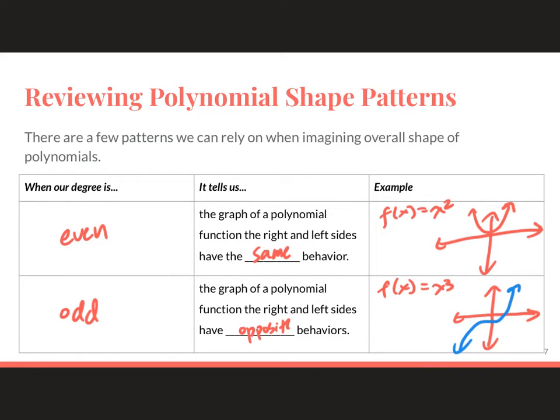I clearly did not hit those critical points very well, but you get the overall shape. If you look at the left end behavior, it's going down towards negative infinity, but our right end behavior is going up towards positive infinity. Because our end behaviors on either side are different, we know that this is an odd degree function.